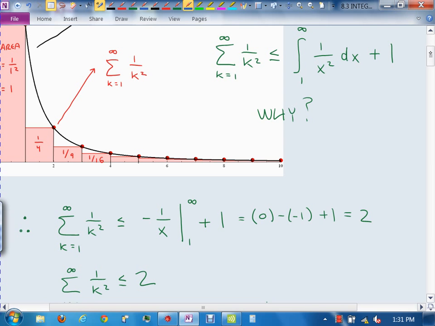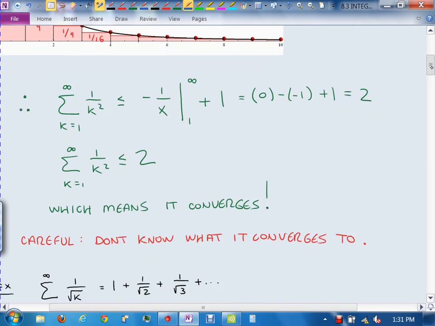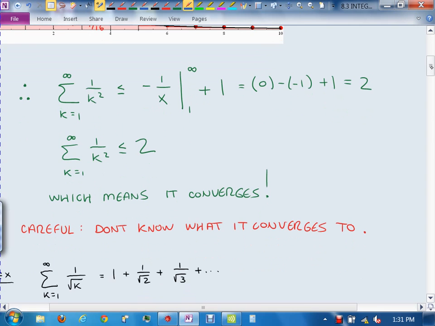So what can I say then? It's got to converge then. It's got to converge. Because what's happening is that I'm adding, like every rectangle adds more area each time, right? But I'm saying that I can't go past 2. There's something bigger than it, 2. So it's converging to something, but I can't tell you what it is. See, careful. I don't know what it converges to. All I can say is that it's less than 2. But I can say it converges.